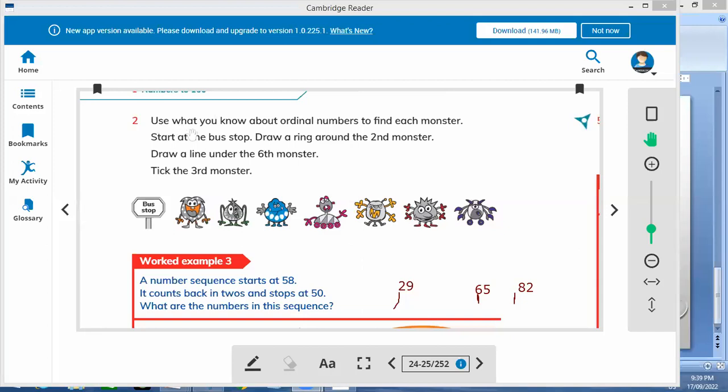Question number 2, use what you know about ordinal numbers to find each monster, starting at the bus stop. Draw a ring around the second monster, draw a line under the sixth monster, tick the third monster. Before we start, I want you to know what ordinal numbers are.